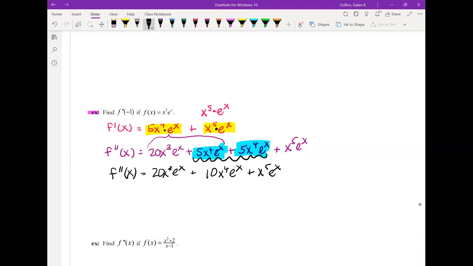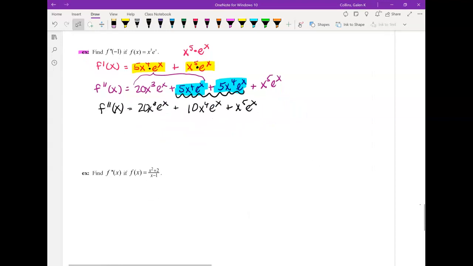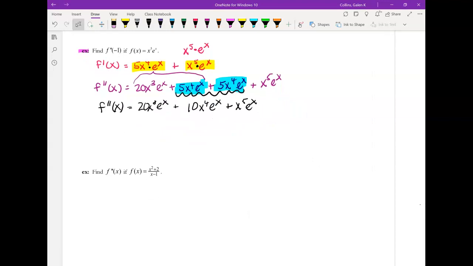All right, who knows? There's other ways we could write that. We could factor out e to the x. We could factor out x cubed. Actually, as I say that, I think it's worth just looking at that real fast. If I factored out x cubed e to the x, I'd be left with 20 plus 10x plus x squared. It's just good to practice the different algebraic manipulations or equivalent expressions to become fluid at those.